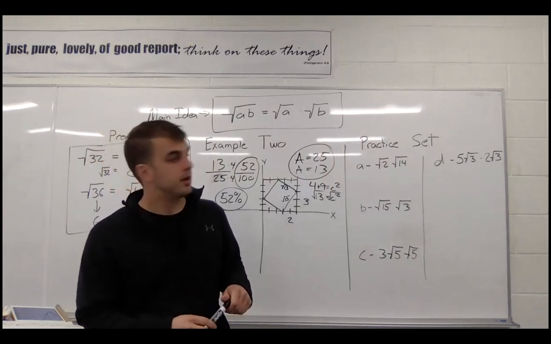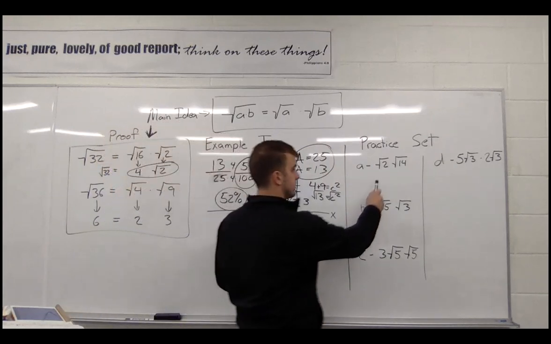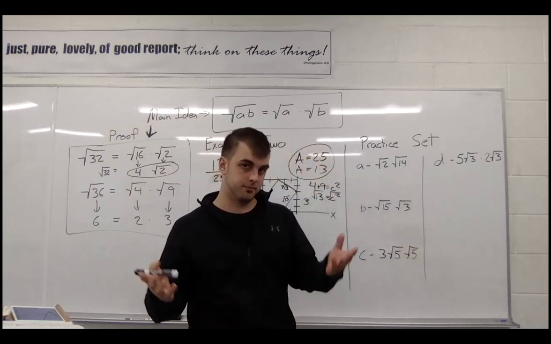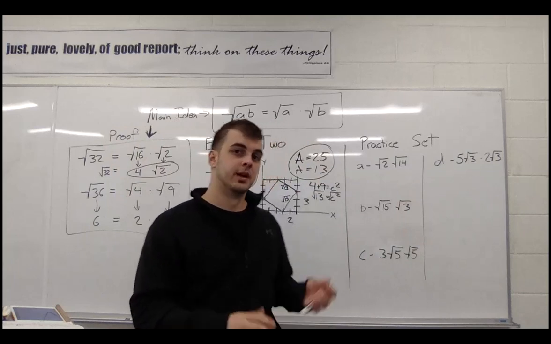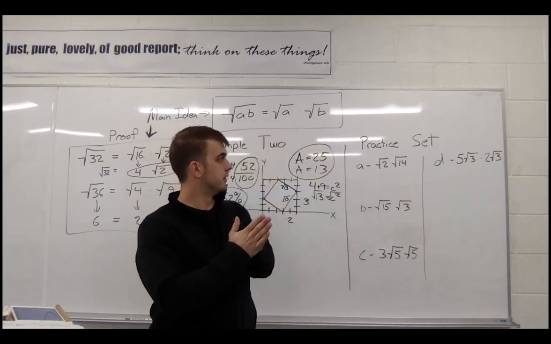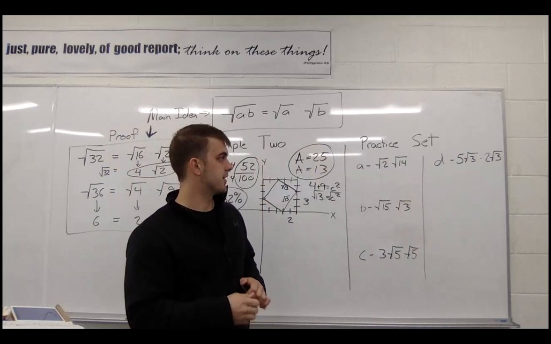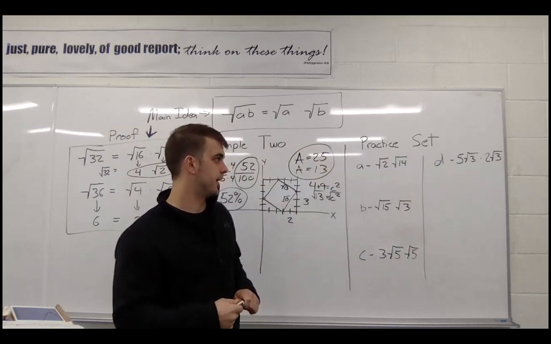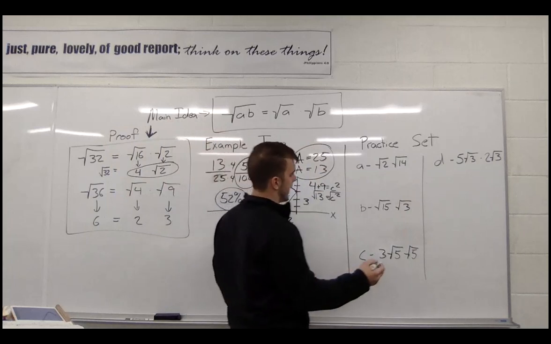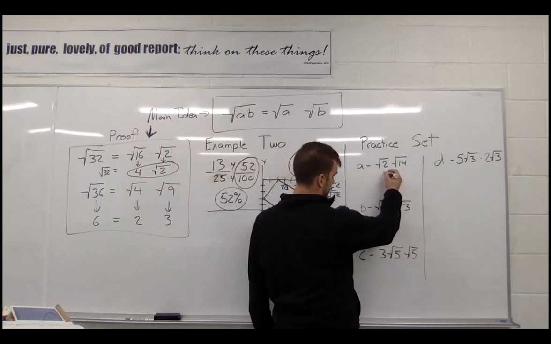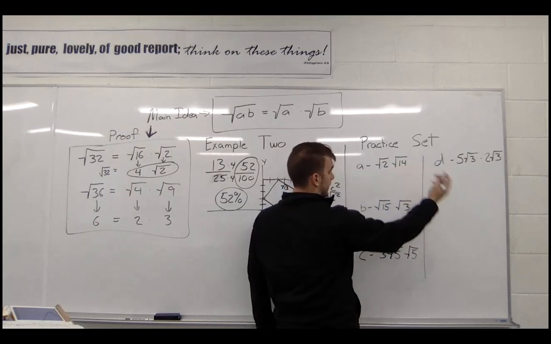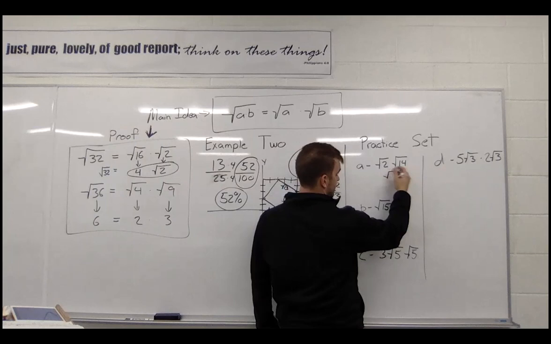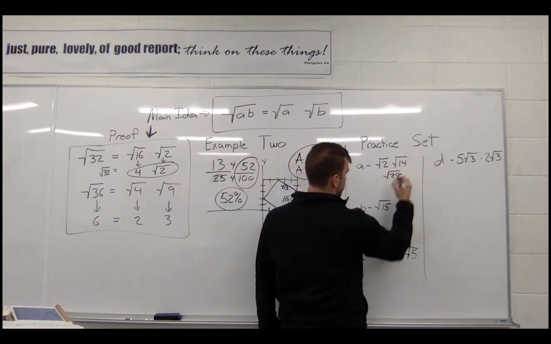So A here, the square root of 2 times the square root of 14. I know they don't have a multiplication sign in between there, but whenever you stick two radicands together with no sign in between, it's understood as multiplying. So if we figure this out, the square root of 2 times the square root of 14, neither one of these comes out evenly. So you can put this down to 2 times 14, which is 28.